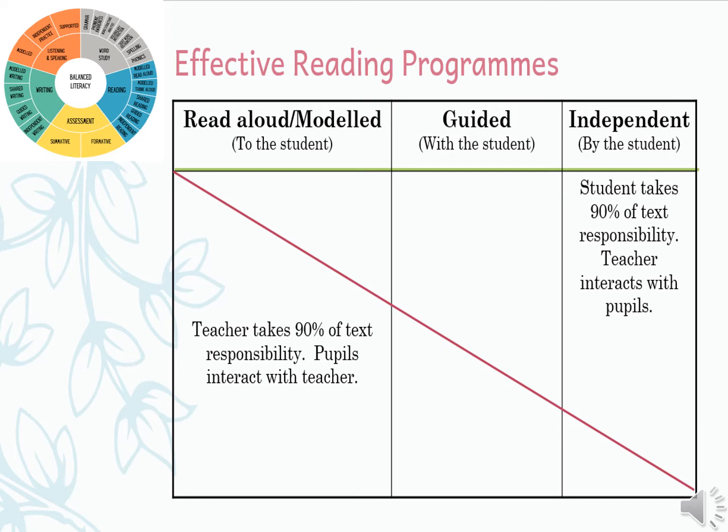As explained in the previous slide, in an effective reading program, a gradual release of responsibility approach must be used. In this approach, the teacher models what has to be done. Here the teacher has 90% of responsibility, whilst the learners interact with the teacher. Through a strategy like guided reading, the responsibility is diminished from the teacher's side but passed on to the learner, so that we reach independence by the end. Here, the learner takes 90% of the responsibility, whilst the teacher still interacts with the learners.